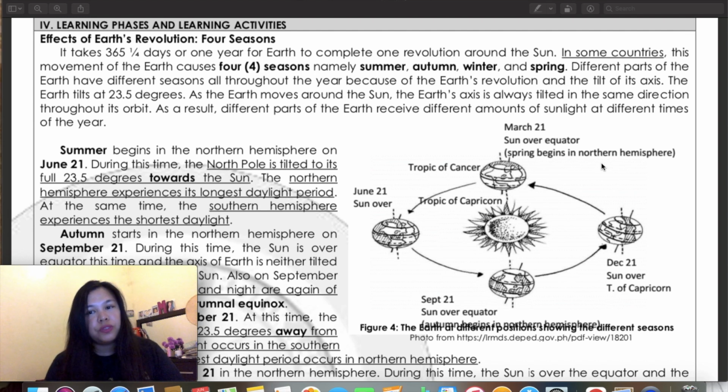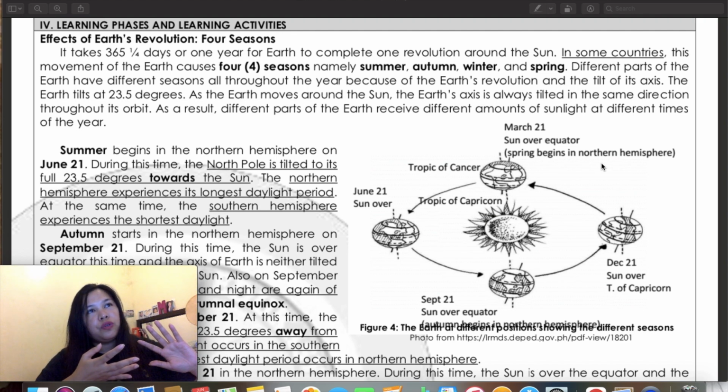So different parts of the Earth have different seasons all throughout the year because of the Earth's revolution and the tilt of its axis. So the Earth tilts at 23.5 degrees. As the Earth moves around the Sun, the Earth axis is always tilted in the same direction throughout its orbit. So as a result, different parts of the Earth receive different amounts of sunlight at different times of the year. So hindi talaga siya pantay-pantay. Lalo na kapag nagtitilt siya.